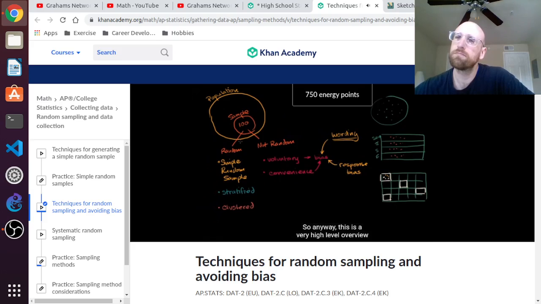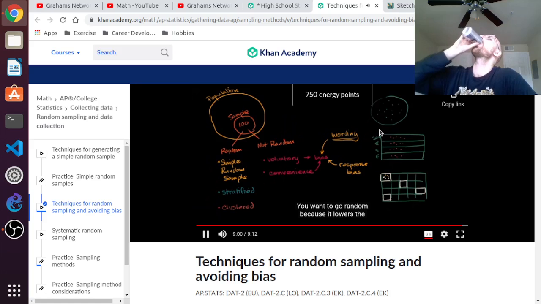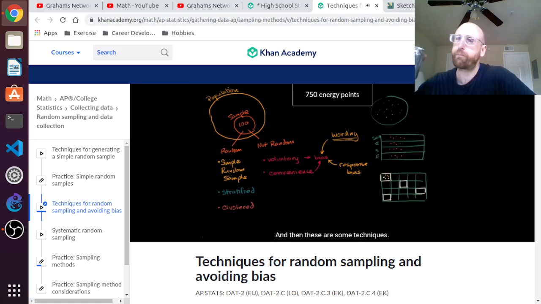So anyway, these are just a very high level overview of how you can think about sampling. You want to go random because it lowers the probability of introducing some bias into it. And then these are some techniques. And also think about whether you're falling into some of these pitfalls that have a good chance of introducing bias.